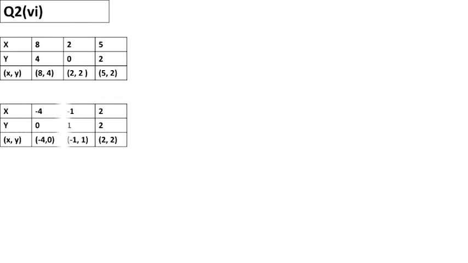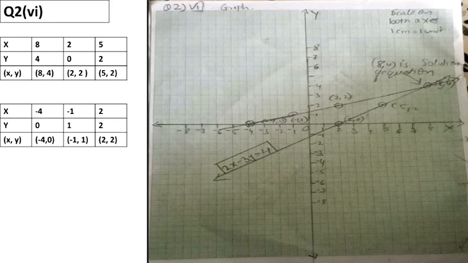So here for question number 6, these are the coordinates we got. With the help of these coordinates, plotting on the graph, we get the graph. These two graphs intersect at 8 and 4. That is our solution of the equation.